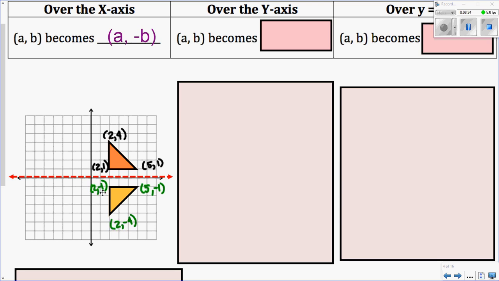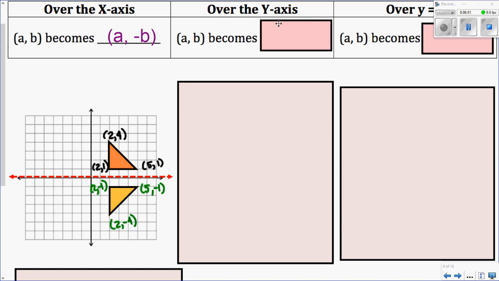So you're reflecting over the x-axis. This x part, the first part, which represents the x in xy, is your pivot. This stays the same, while the y is the one that's going to change.